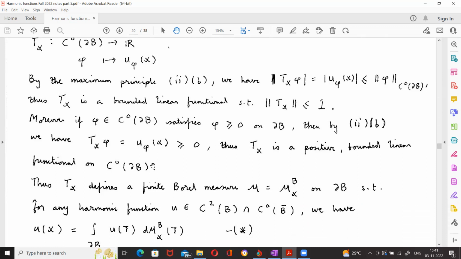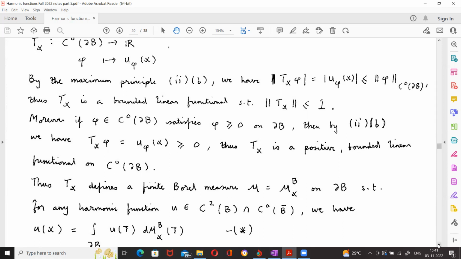Therefore, by the Riesz representation theorem, it defines a finite Borel measure, right? Because it's a positive linear functional, so it defines a Borel measure on the boundary. In fact, this is going to be a probability measure, because you just apply this linear functional to the constant function 1 on the boundary. The harmonic extension of the constant function 1 is just the constant function 1 on the ball. So that means that T_x of 1 is equal to 1, so the norm is actually equal to 1. Therefore, it's a probability measure.